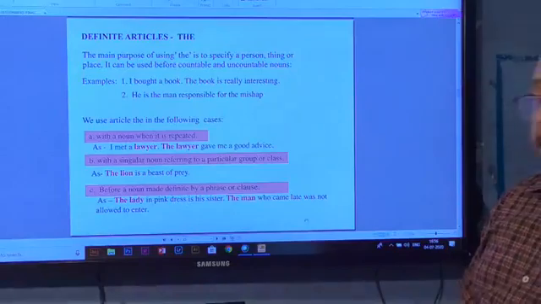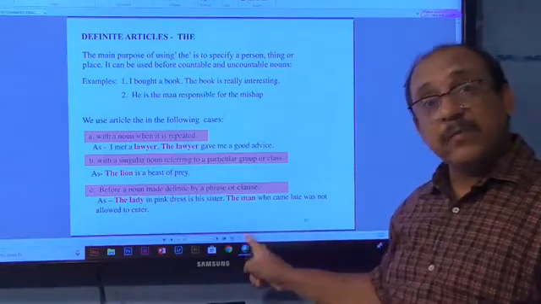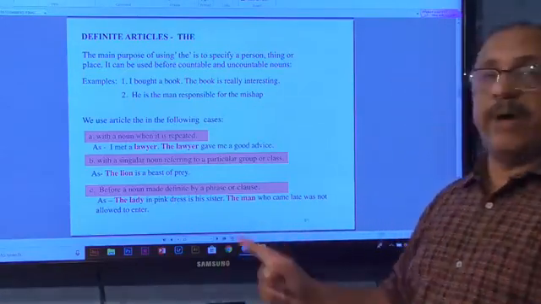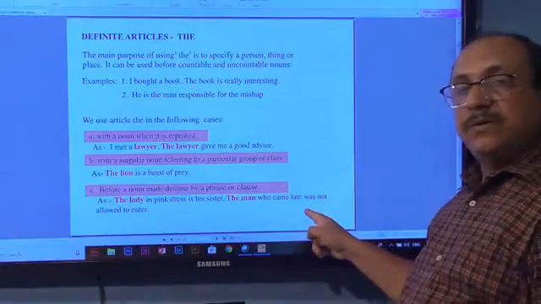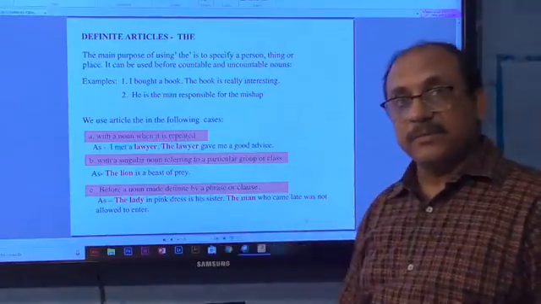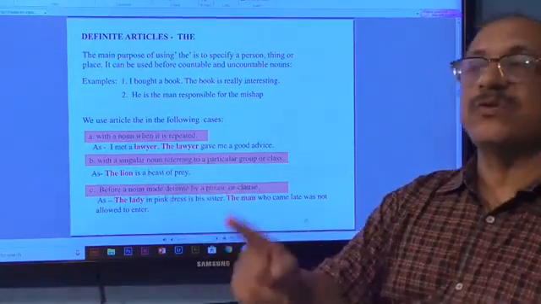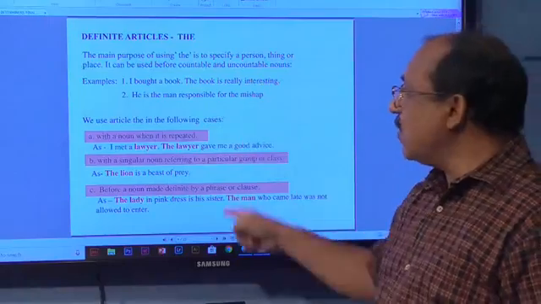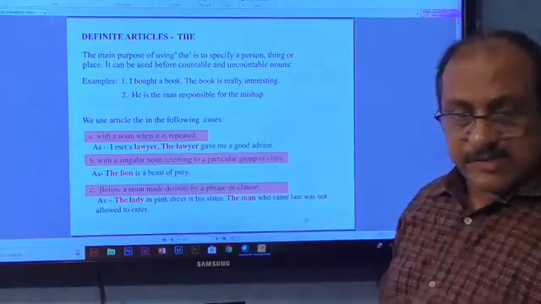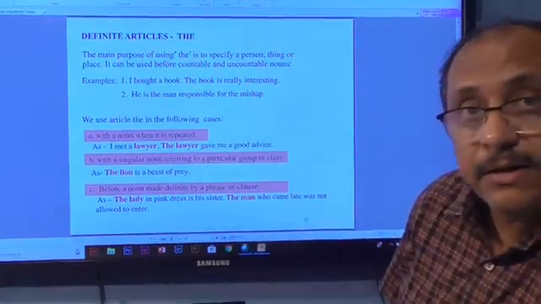A similar sentence you can see: the man. Why the man? Because that particular man who came late was not allowed to enter. Which man? The particular man who came late. He was not allowed to enter. So this is how in some cases definite articles are used.